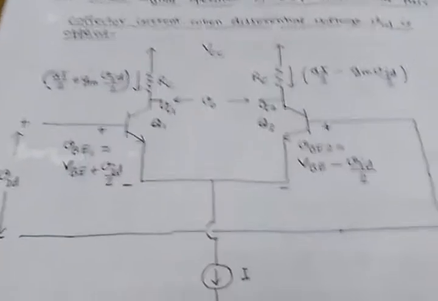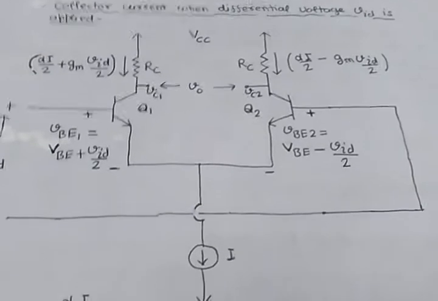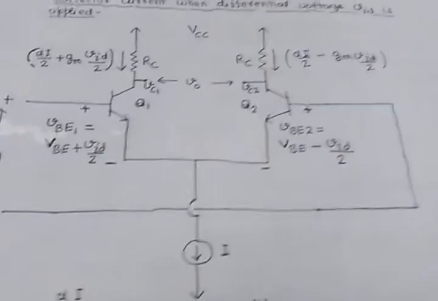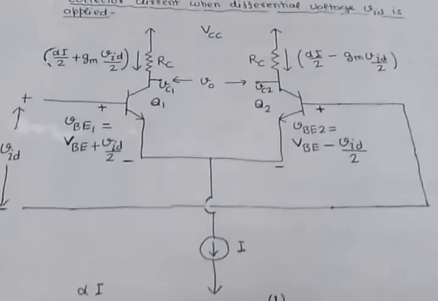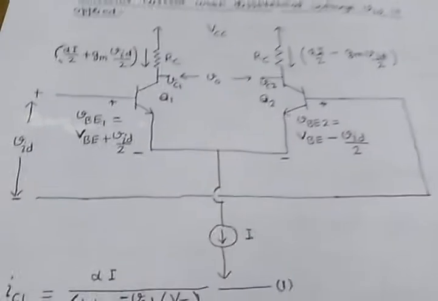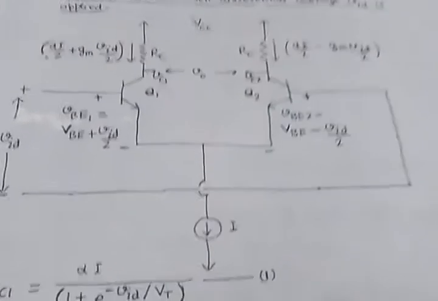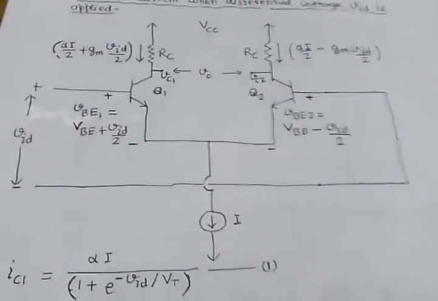We already know the common mode rejection ratio is the ratio of differential gain to the common mode gain. So, to find the expression of CMRR, we have to first find the differential gain and common mode gain.